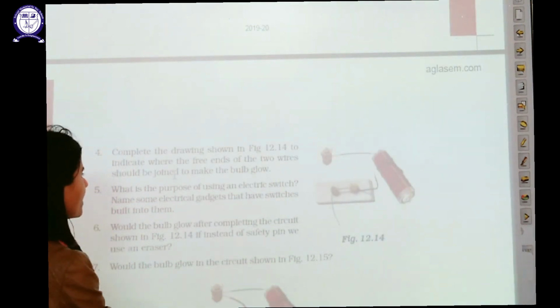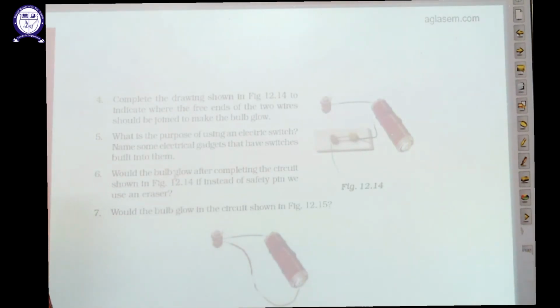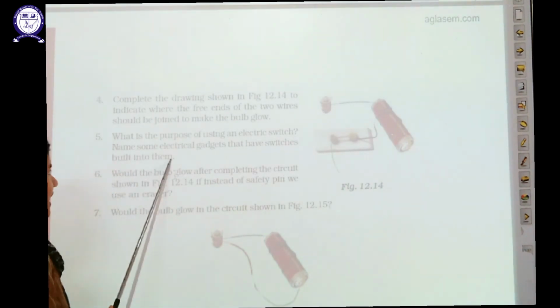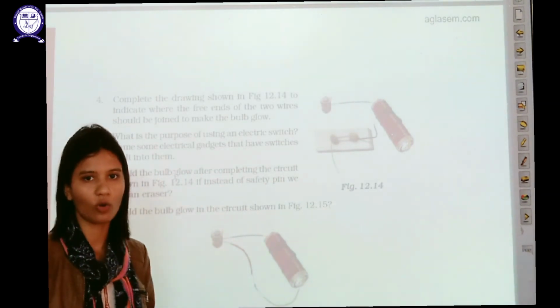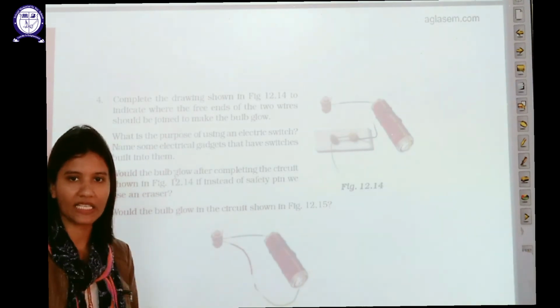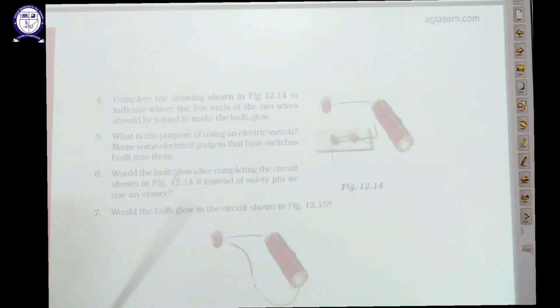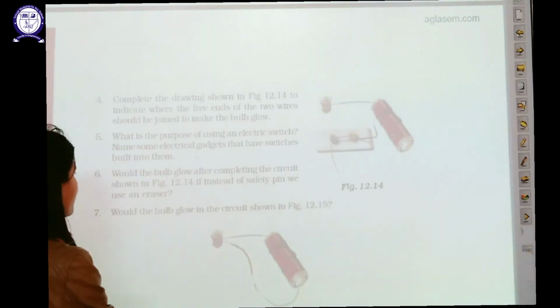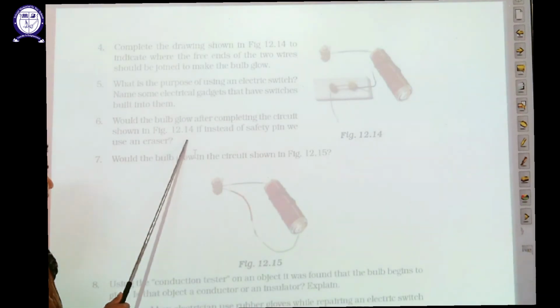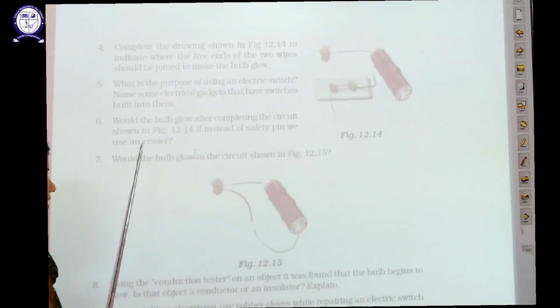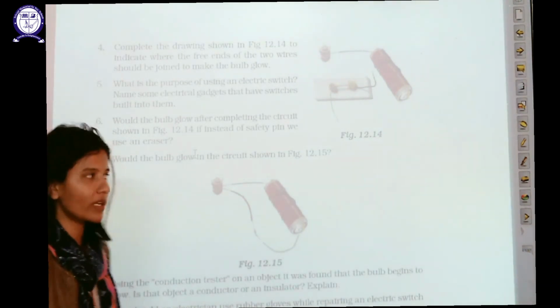Okay, what is the purpose of using electrical switch? To make and break our circuit. To control that current of that circuit, we need electrical switch. Name some electric gadget that have switches built into them. Mixer, grinder, your home, that fan, everything, AC, everything. You can write down your own example in this question. Okay. Would the bulb glow after completing a circuit shown in 12.14 if instead of safety pin we use eraser? No, it will not glow, because eraser is made up of rubber, which is an insulator.